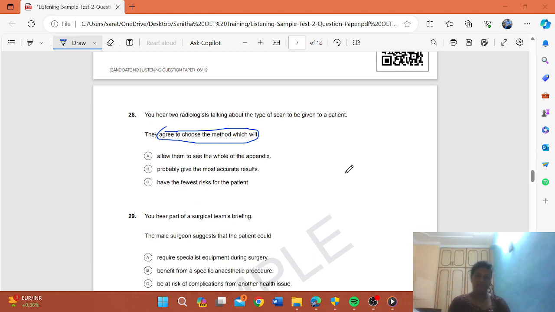Question 28. You hear two radiologists talking about the type of scan to be given to a patient. Now read the question.